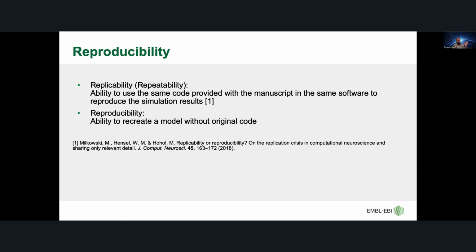So before we go into reproducibility, I need to give you a bit of background. There are two concepts. One is replicability, another is reproducibility. Replicability or repeatability is the ability to rerun the same code in the same software and get the same results. Whereas reproducibility is the ability to recreate the code, run it in a different tool and get the same results. So it's a bit harder, a bit more challenging, and a bit broader than just running the same code. And our approach was to focus on reproducibility, not replicability.